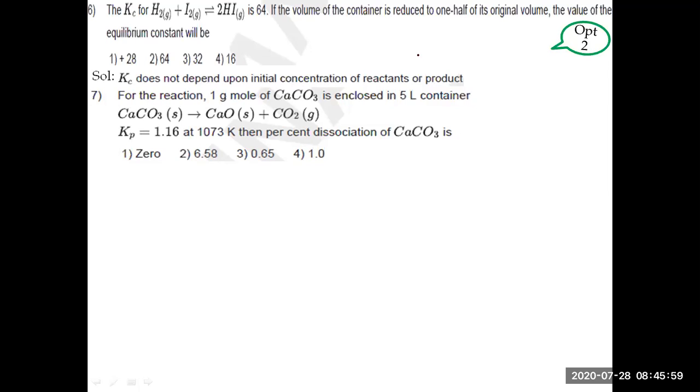Percentage dissociation of calcium carbonate means they are asking alpha. Alpha is degree of dissociation. It gives fraction. Multiply by 100. Then it gives percentage dissociation. If you want alpha, you should know how much of calcium carbonate is dissociated. So calcium carbonate dissociated divided by calcium carbonate taken is alpha, into 100. Now the thing is, how do you find calcium carbonate dissociated? That itself is the question mark. If you know how much of calcium carbonate is dissociated, then only you can find out alpha. Initial amount of calcium carbonate, they have given 1 gram mole. 1 gram mole is nothing but 1 gram molecular mass. Both are same.